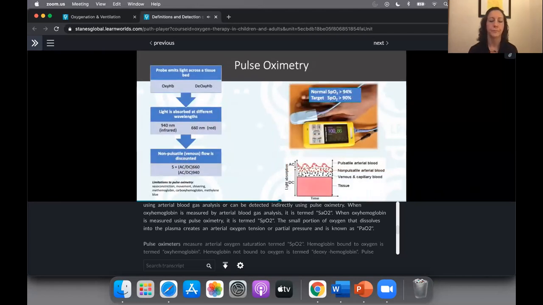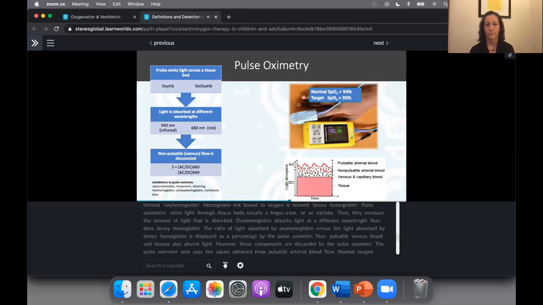Pulse oximeters measure arterial oxygen saturation, termed SpO2. Hemoglobin bound to oxygen is termed oxyhemoglobin. Hemoglobin not bound to oxygen is termed deoxyhemoglobin. Pulse oximeters shine light through tissue beds, usually a finger, a toe, or an earlobe. Then they measure the amount of light that is absorbed. Oxyhemoglobin absorbs light at a different wavelength than does deoxyhemoglobin. The ratio of light absorbed by oxyhemoglobin versus the light absorbed by deoxyhemoglobin is displayed as a percentage by the pulse oximeter.